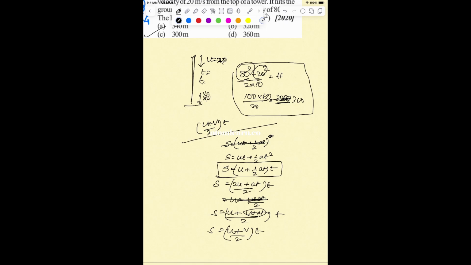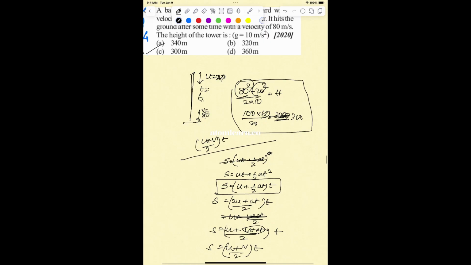What I'm saying is, take one t out as common: u plus half at. Now take this particular situation here. Instead of calculating it the other way, I want you to try and use this formula, S equal to this formula itself. What is the time taken? You can find that out, because 20 has gone to 80, therefore 6. Then what is half a?